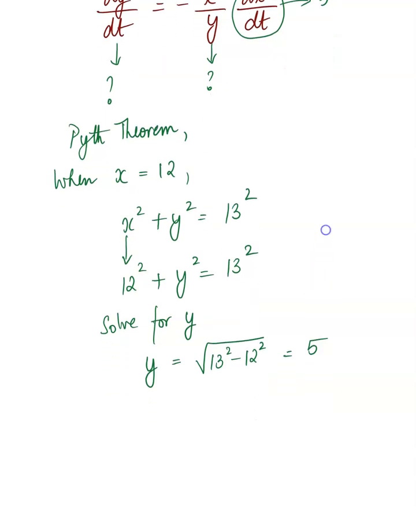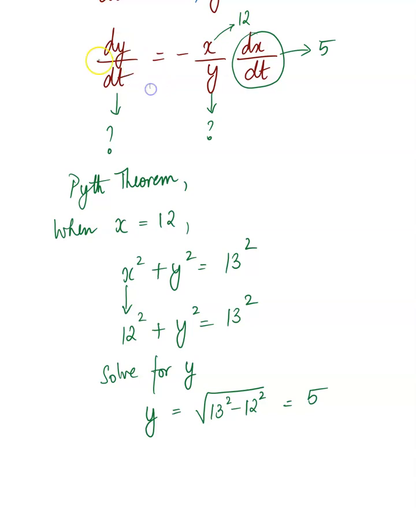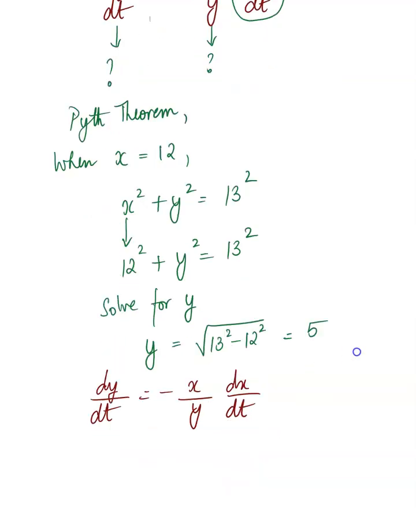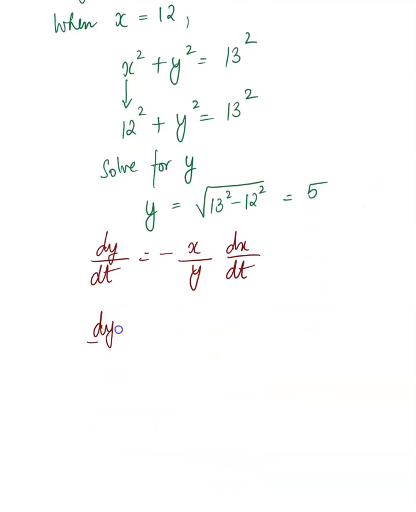So I'm going to use that information back here for dy over dt, okay, right here. So then I'll rewrite that part. dy over dt is negative x over y dx over dt. And then I'm going to go ahead and plug in here. Negative x was 12. Y we just found it to be 5 for that instant. And dx over dt was given to be 5. If we plug all these in, you know that the 5's will cancel off. That leaves us with negative 12.